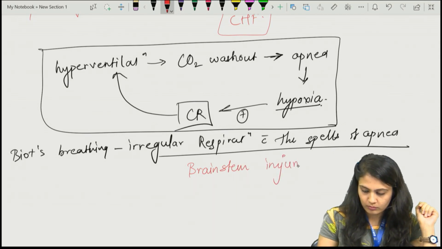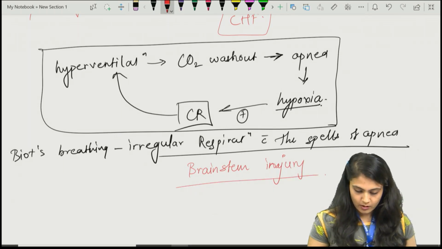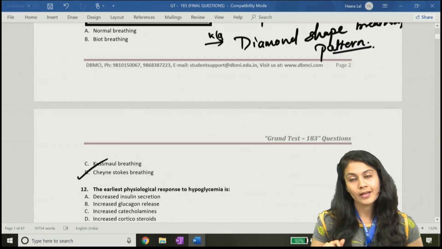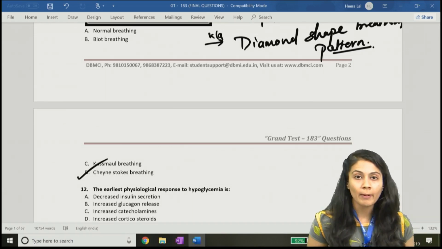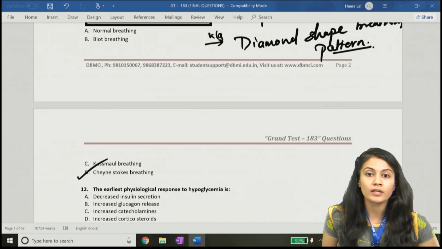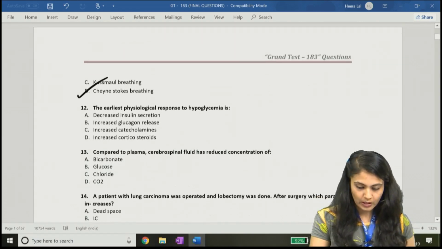It is seen in brainstem injury. So this is about Biot's breathing. It is an irregular kind of pattern. There is no specific pattern in Biot's breathing. It's irregular respiration. While there is a pattern, crescendo, decrescendo or diamond shape pattern, in Kussmaul breathing.